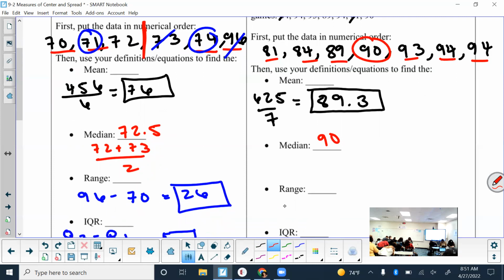For the range, what's my maximum? 94, minus my minimum, what's my minimum? 81. What's 94 minus 81? 13. Good, looking good so far.